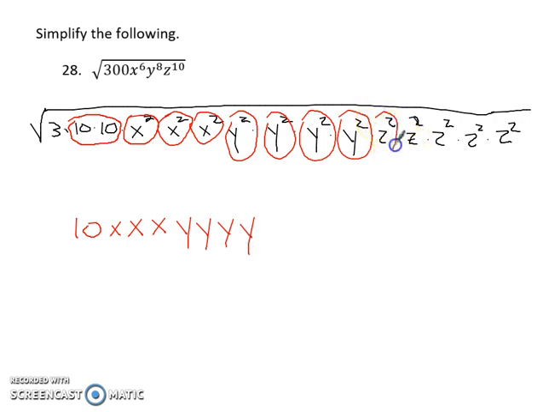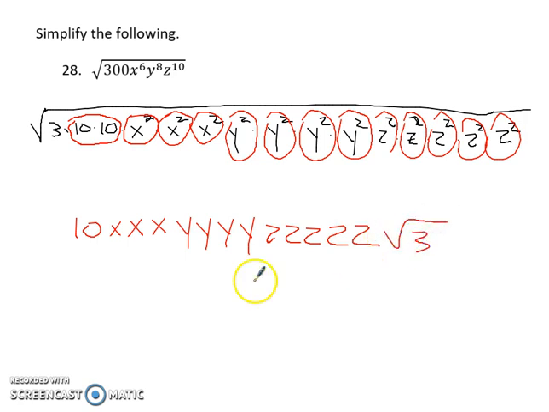And then finally, I've got 5 double z's that I can pull out. And I am left with the 3 under the root. So my final answer, I have 10x to the 3rd, y to the 4th, z to the 5th, root 3.